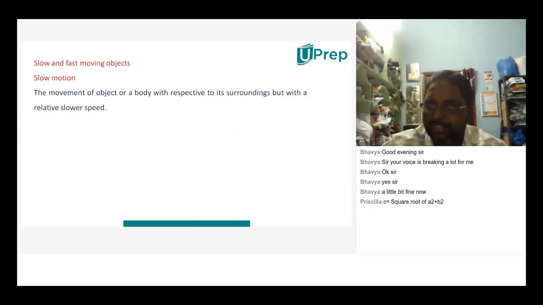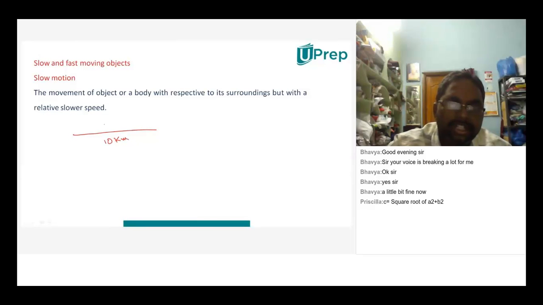Now suppose, for example, Unmana and Priscilla are riding bicycles. Unmana traveled a distance of 10 kilometers in 30 minutes. And Priscilla started from the same point and traveled the same 10 kilometers, but Priscilla reached in 20 minutes. Who is slower, who is faster?